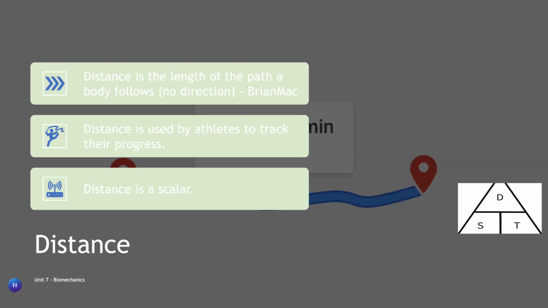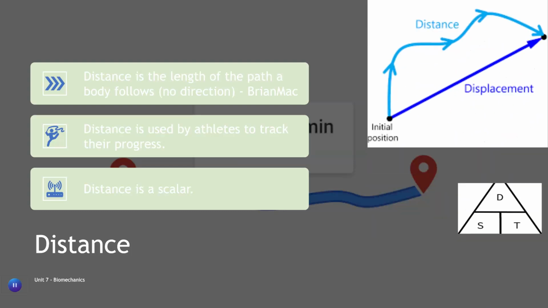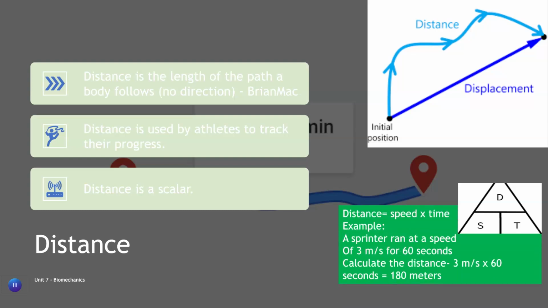Distance is also used to track their progress as an athlete starts training and struggles to run 400 meters without becoming out of breath, but within a couple of weeks they realize they can run further and further without fatiguing. This shows that the athlete is improving and their training is working. The equation of distance equals speed times time.